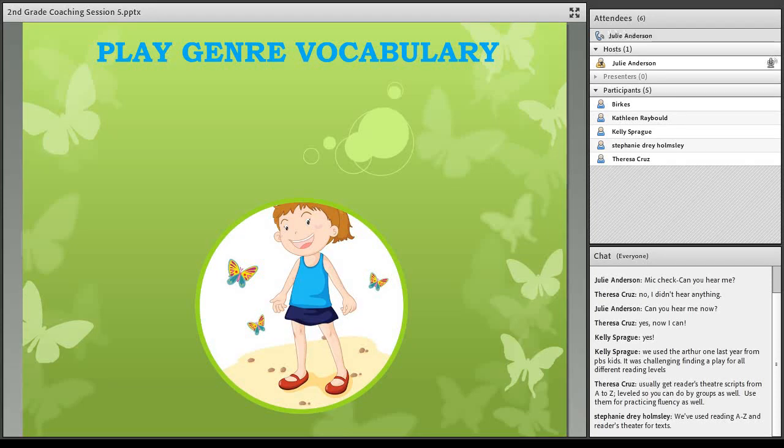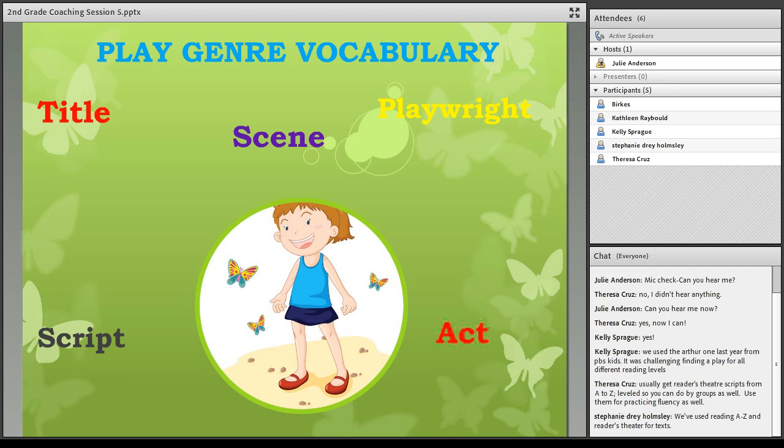The next thing, the play genre vocabulary. This is included in your drama units of study in lesson 3 and 4. With the vocabulary, there's some different words that you will introduce to your students. Title, which once again you can link back to the other genre. We have playwright, scene, script, act, stage directions, stage, and play. I think that's the last one.